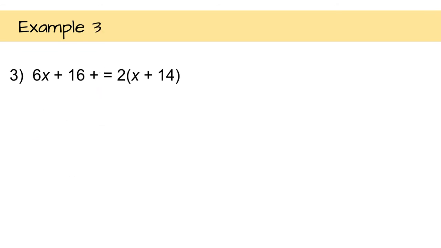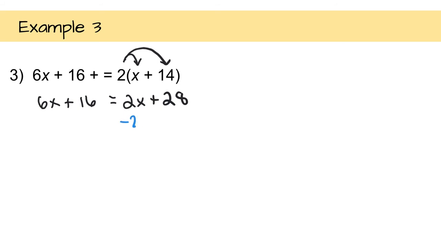Okay, so this one's another distributive property one. So we're going to multiply 2 in for both of these. So that's going to give us 2x plus 28. And we leave our terms the same over on this side. Okay, so next we're going to move our x's, and I'm going to move the 2x first because that's going to make a positive x on this side.